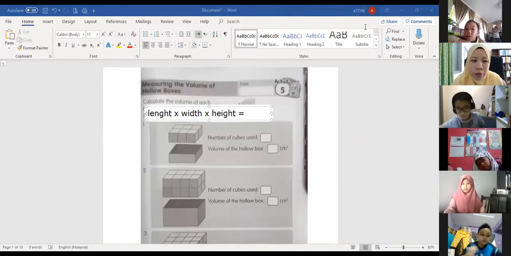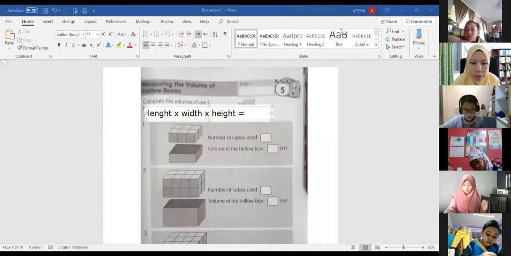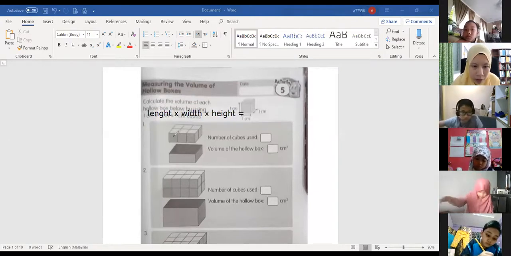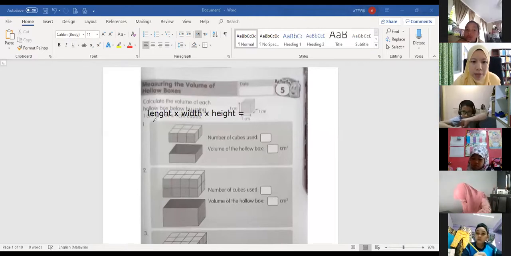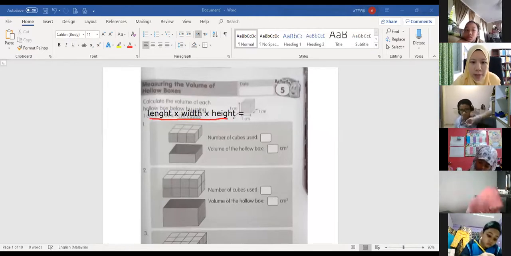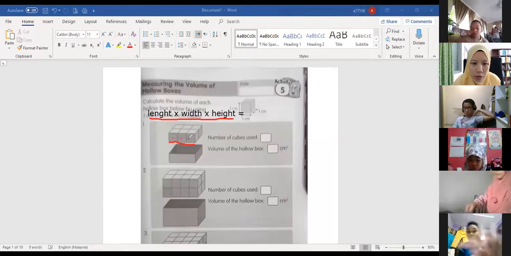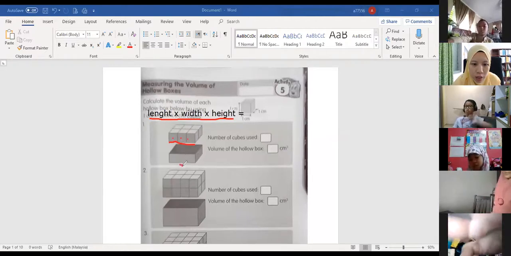Okay, we start with question number one first. I will give the example here. Remember length times width times height. What is the length here? Okay, Dini, you give me the correct answer. The length here is 3. 1, 2, 3. So here is 3.